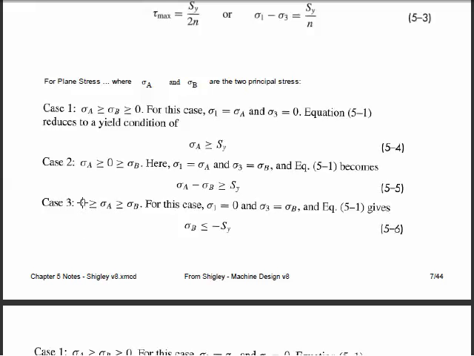Finally, case 3 says neither A nor B is bigger than 0. They're both negative. A is still further to the right than B, so B is the leftmost point, and we want to make sure that sigma B does not become less than the negative yield stress, or that the absolute value of sigma B doesn't become bigger than the absolute value of the yield stress. These are the 3 cases for maximum shear stress theory for plane stress. And now the key thing is, if we have sigma A and sigma B, we are ready to go.